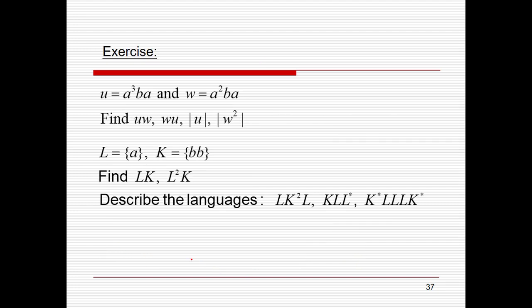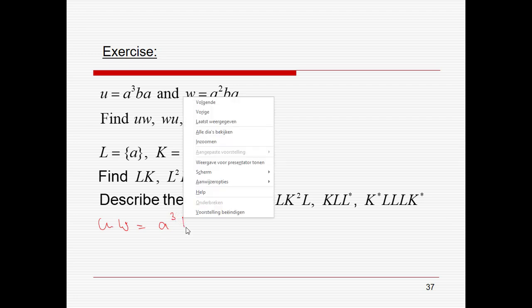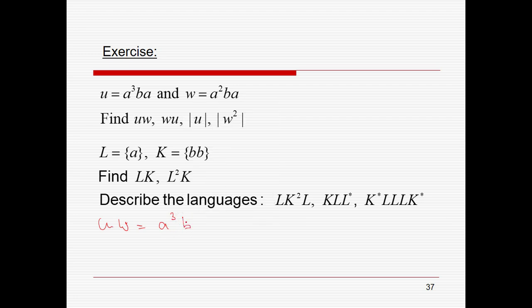Okay, let's look at this exercise. So we have a word U, which is AAABA, and we have a word W, which is AABA. So what is UW? Let's look at it. So UW would be a concatenation of U, which is AAABA, concatenated with A square BA.